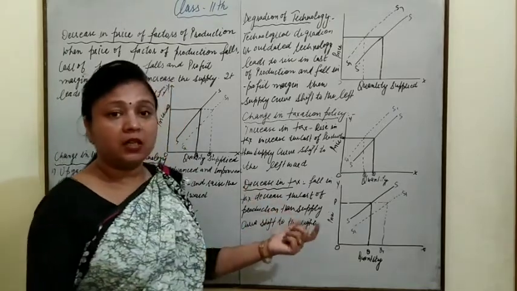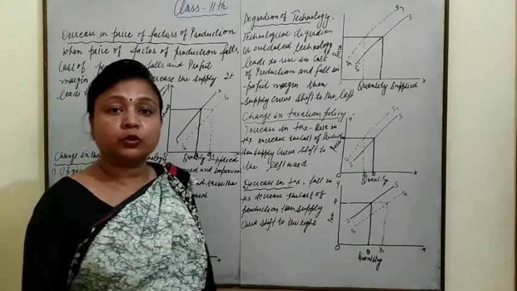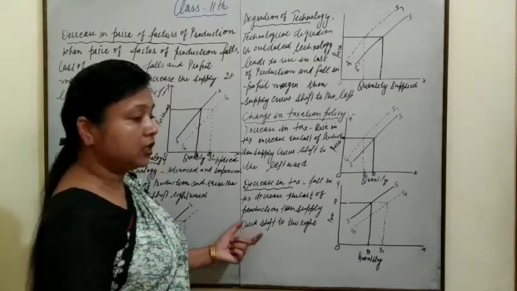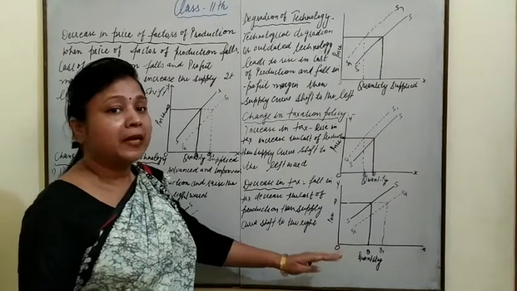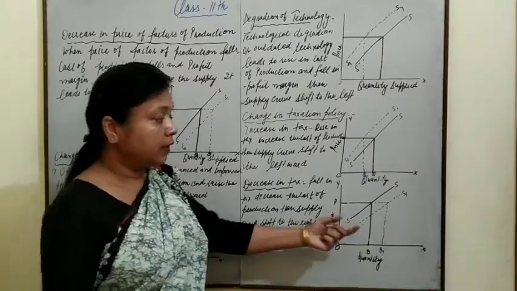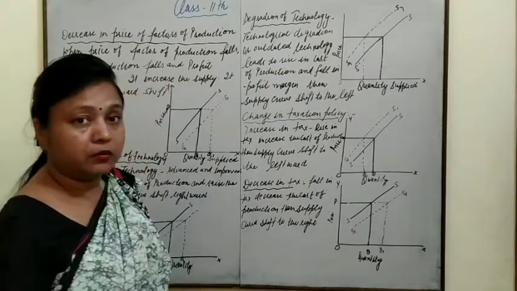Same as decrease in taxes. Decrease in taxes means cost of production will be less and profit margin will be increased. If profit margin is increased, then the supplier will supply more of the quantity. So now the supply curve will be shifted to the rightward.